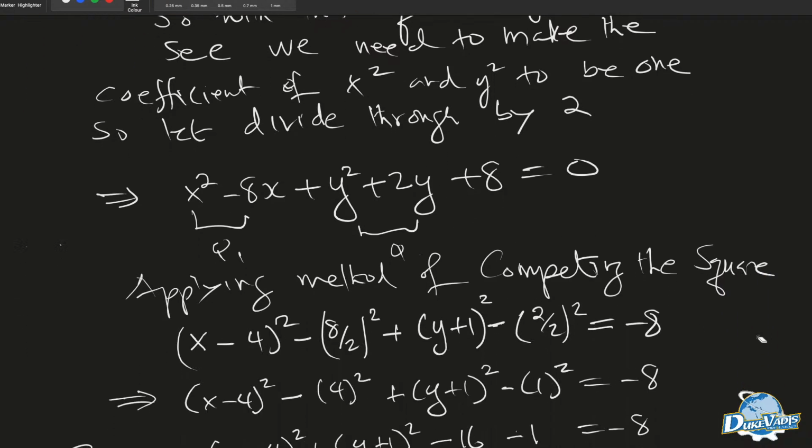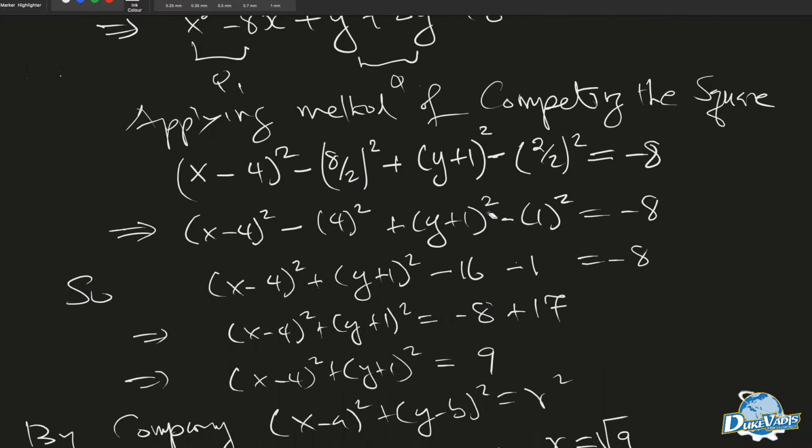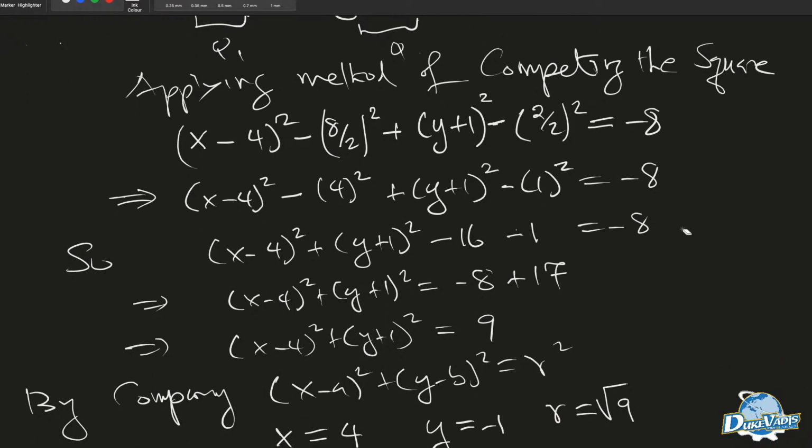So then we break them into 2 quadratic equations. So x squared minus 8x, y squared plus 2y plus 8. Applying the method of completing the square, okay, so we have x minus 4 squared. This is minus 8 over 2 squared. Here we have y plus 1 squared minus 2 over 2 squared. So we separate everything. Then we have x minus 4 squared, y plus 1 squared minus 16 minus 1.